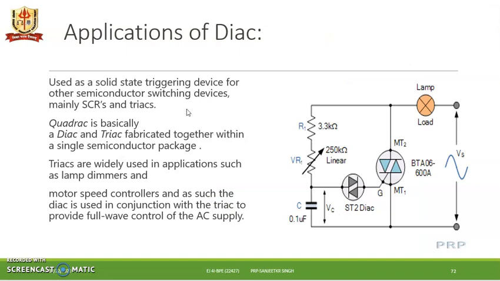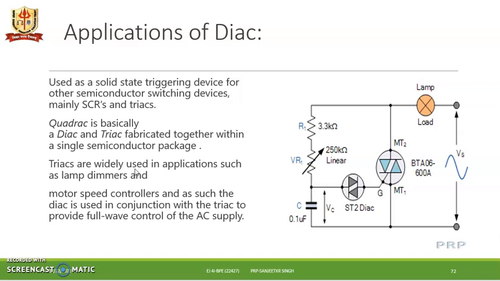And here we have the applications of diac. So diacs are used as a solid state triggering device, particularly for the SCR and TRIACs. And when it is manufactured together with the triac for making the triac turn on for both the positive and negative half cycle, it is called quadrac. So that eliminates the need for us connecting externally diac for firing the triac.